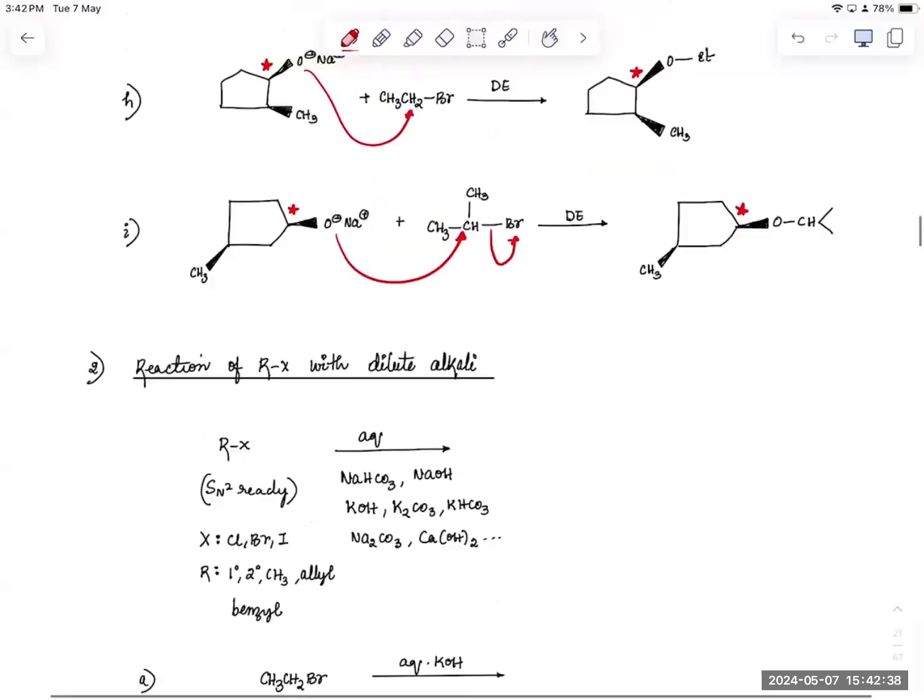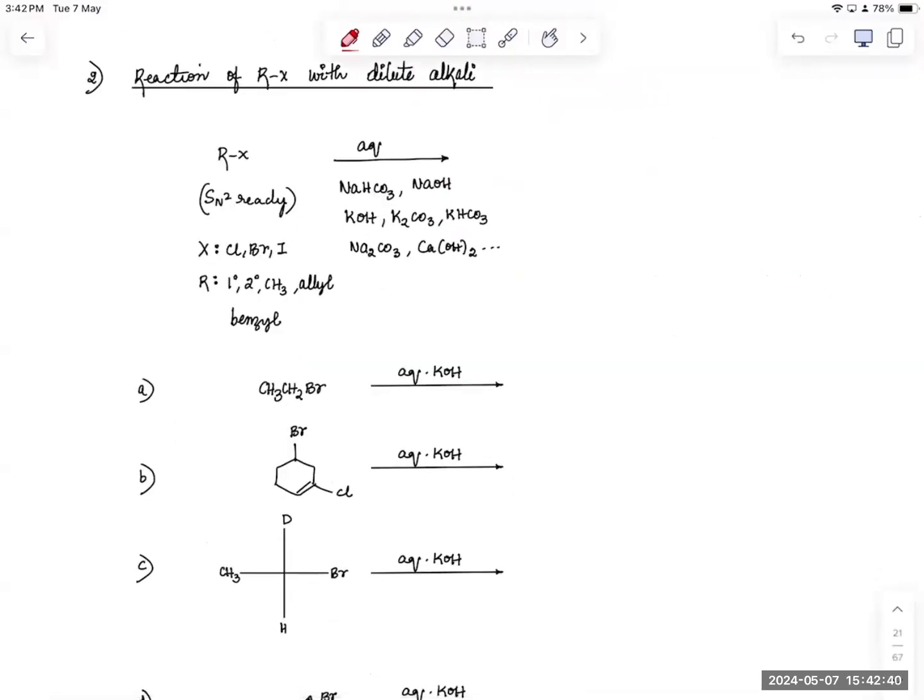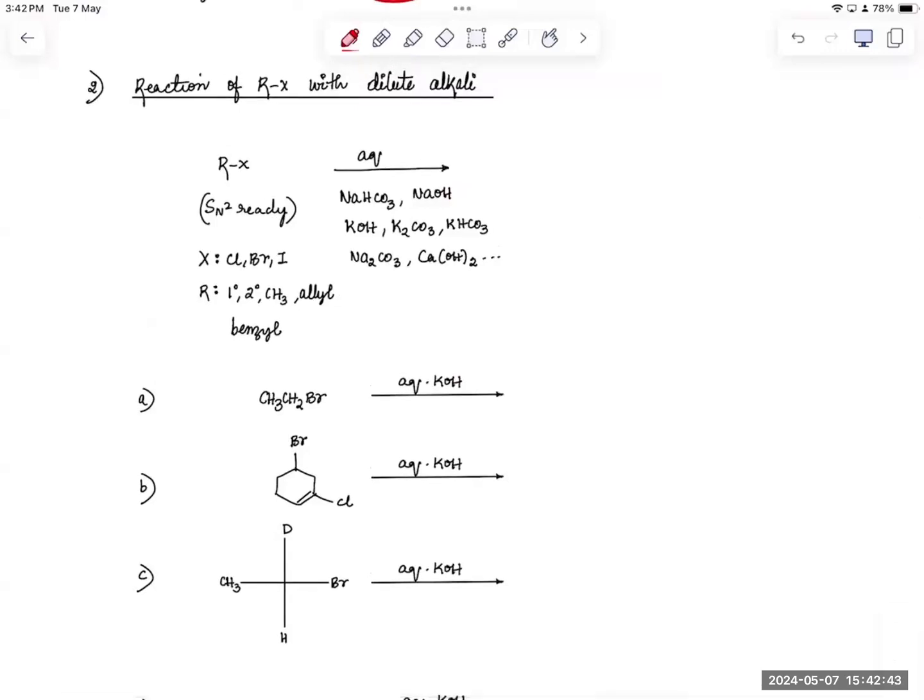Okay. Done? Now, what are the other reactions with alkyl halide? See, this is the first type of reaction we said, which is Williamson synthesis. Second one, if I take alkyl halide, which is SN2 ready, and treat that with any base which can give OH minus, you can see NaHCO3 can produce OH minus. NaOH will anyway give OH minus, KOH, K2CO3, KHCO3, Na2CO3, and calcium hydroxide. All of them, as long as they are in aqueous form, will try to go for SN2 reaction.